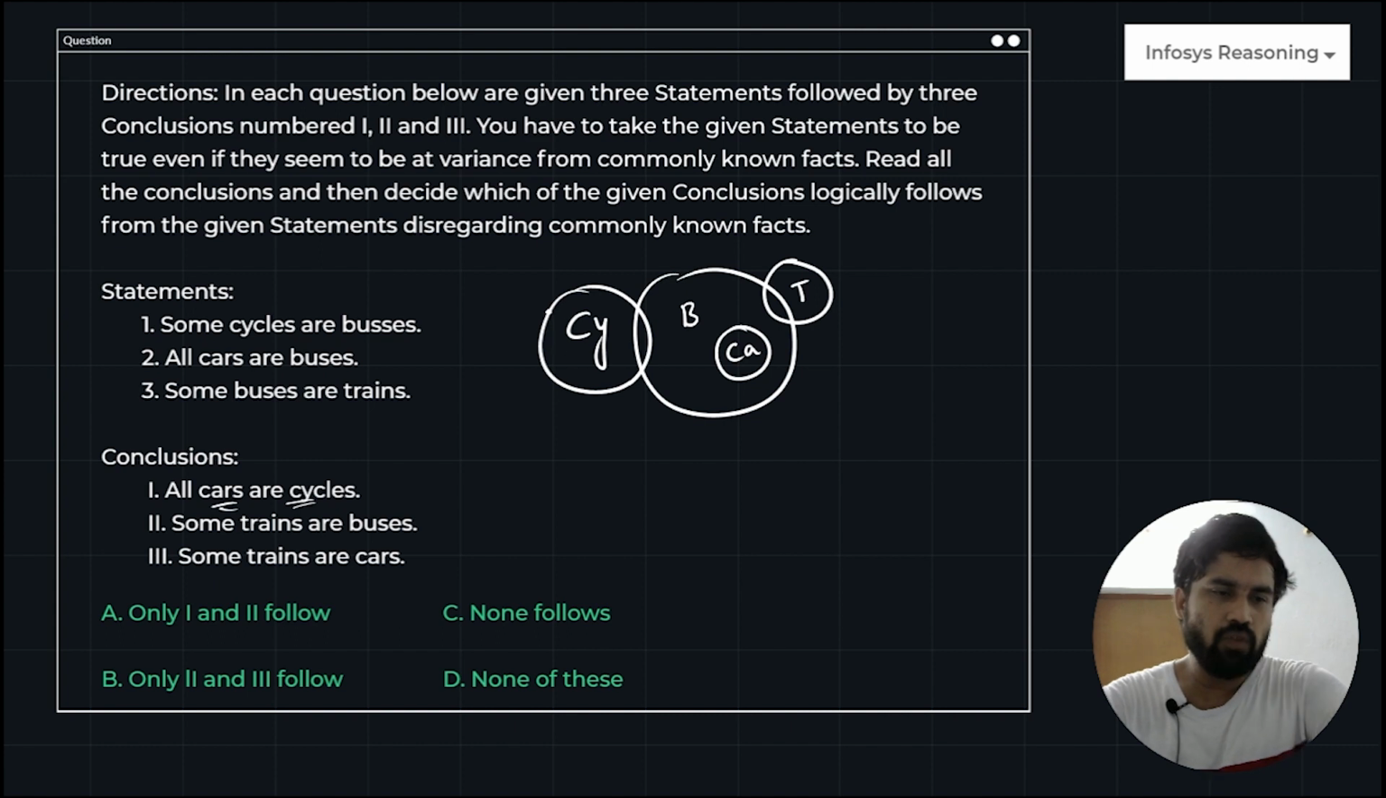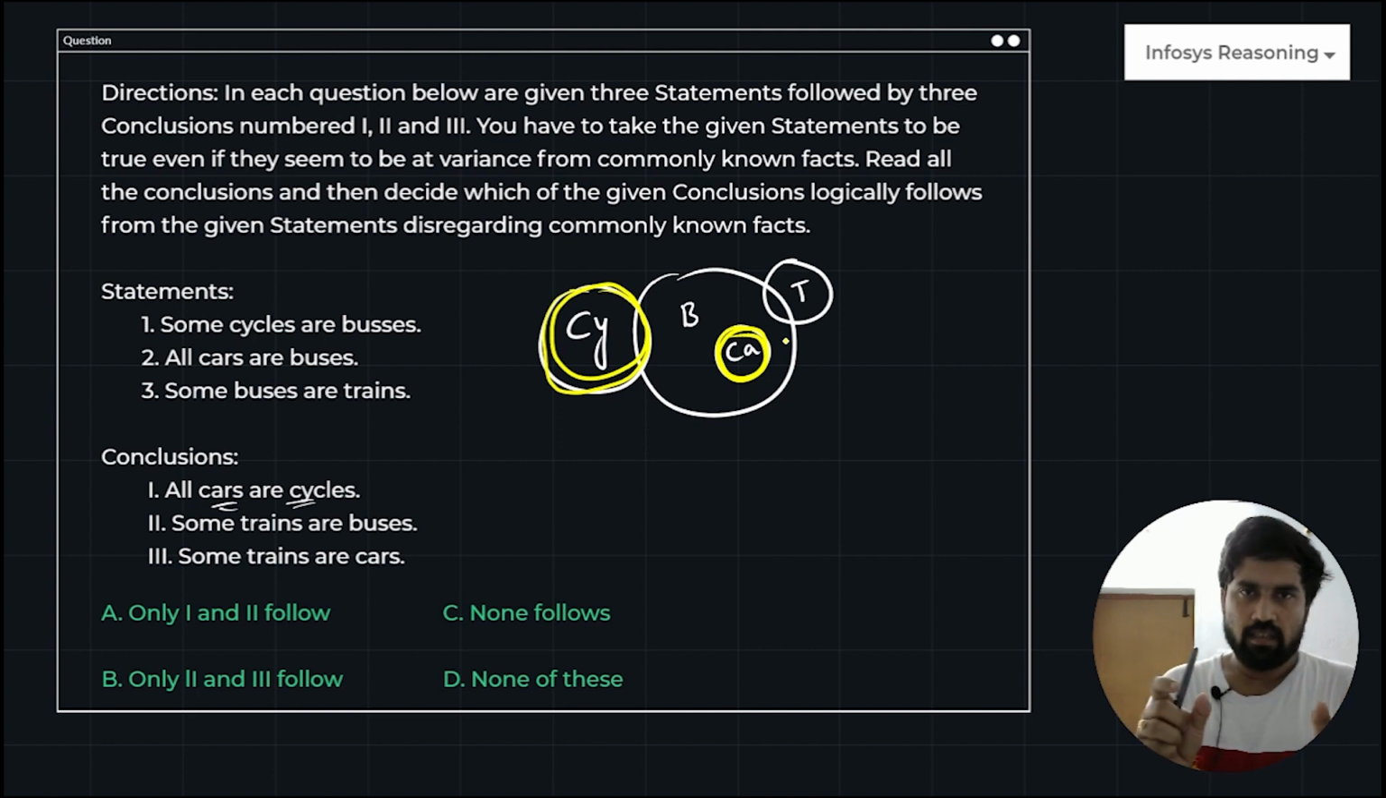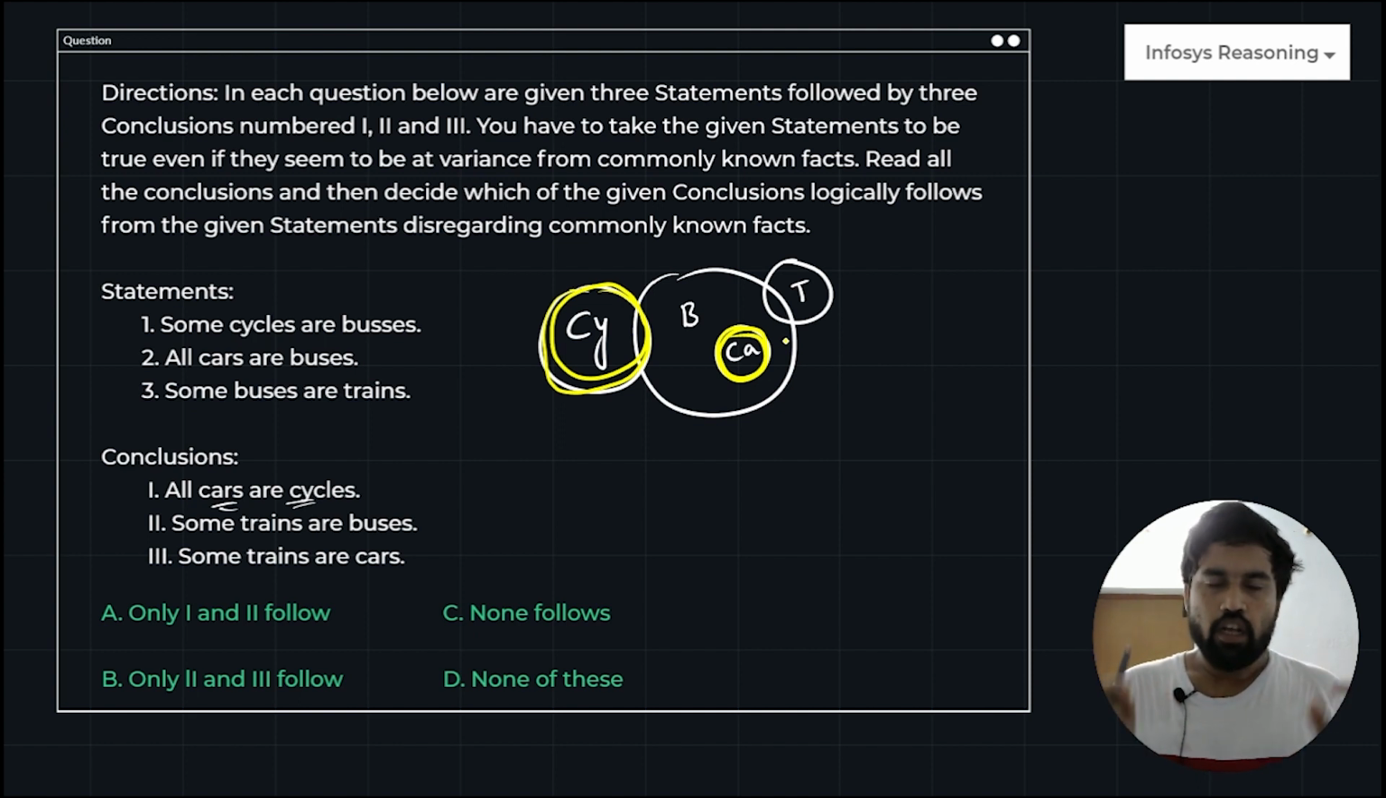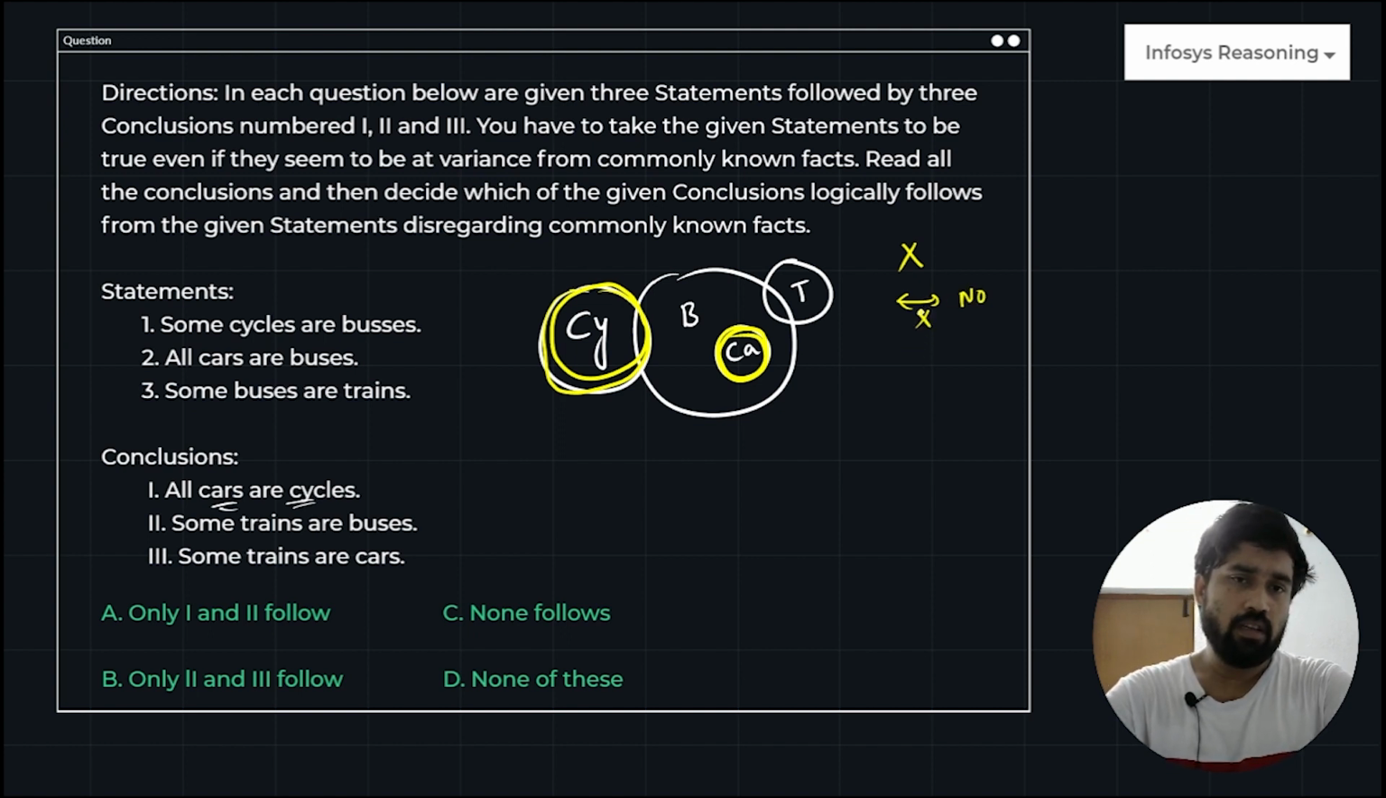Cycle set is here. For your clarification, I am taking another ink color. I can say this is a cycle, yellow color. And cars, this is the car. Just look at those two highlighted sets, cycle and car. We don't have any intersection area and we don't have any cross mark in between. For example, if no relation is there, I will treat it as a cross mark. But the space is between them. There is no interaction. There is no cross symbol between them. So the answer is the don't know case.